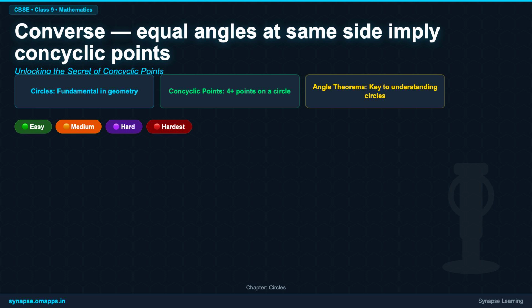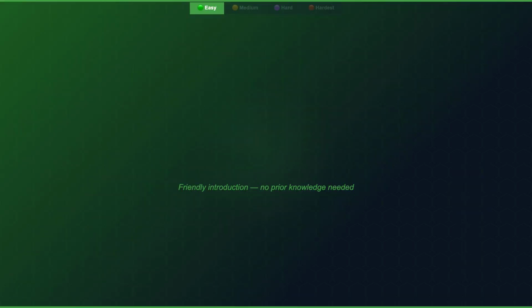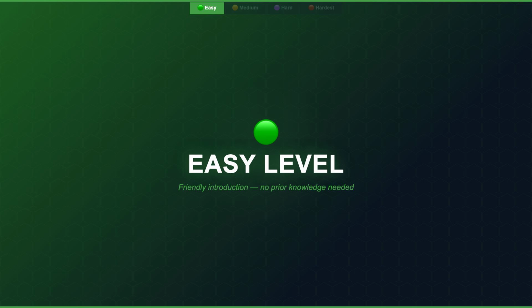We'll start with the basics, then explore its proof, advanced applications, and even competitive insights. Get ready for a 4-level adventure to master this crucial geometric idea. Ready to unlock a secret about points on a circle? Let's begin with the easy steps.